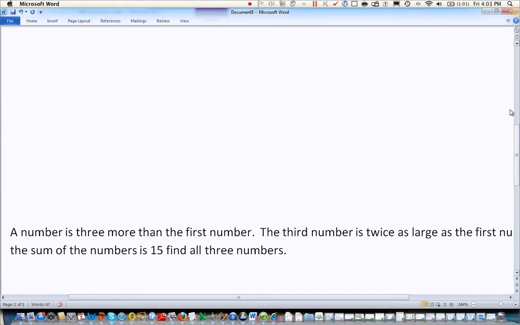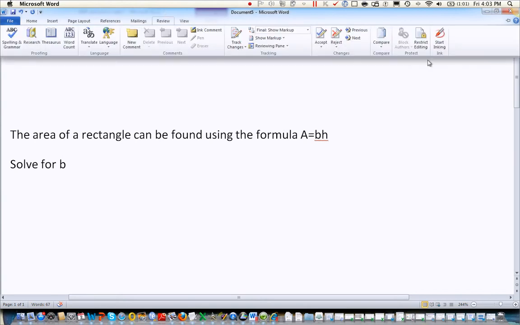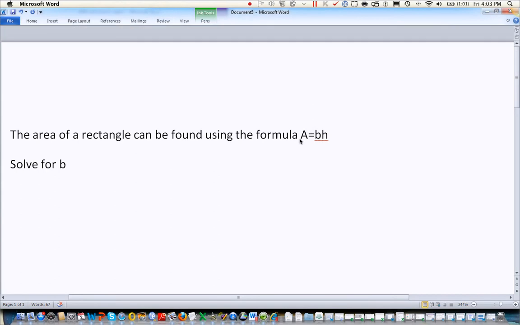Okay, now we're going to look at some word problems involving equations. First, we'll look at an application involving area. The area of a rectangle can be found using the formula base times height. We want to solve this for b.